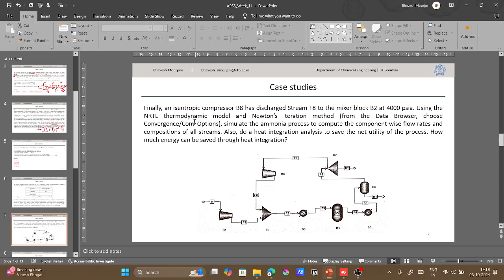Now we have to use the NRTL thermodynamic model and Newton's iteration method to simulate this ammonia process, and then compute the component-wise flow rates and compositions. Also, it has been asked to do a heat integration analysis to save the net utility of the process and see how much energy we can save through heat integration. So we will look into this aspect also.